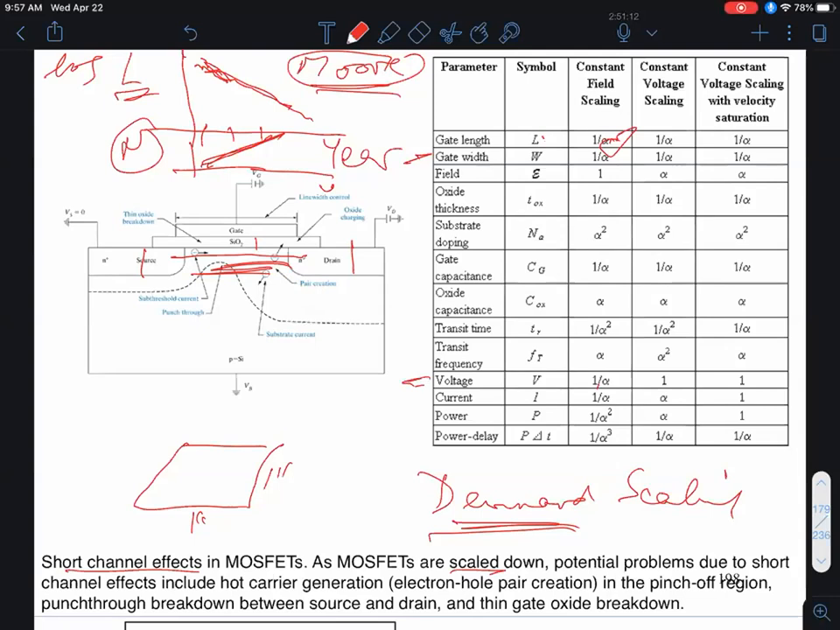If you do that, you can keep the internal electric fields more or less constant. The electric field along the channel is roughly VD divided by L, the channel length. So if I reduce both by a factor of alpha, roughly speaking, the electric field stays constant. If we reduce the gate voltage by a factor of alpha and the oxide thickness by a factor of alpha, the gate oxide fields stay more or less constant. This is what he meant by constant field scaling, and he said that if you do that, you won't get into trouble. But if you don't follow my rules, all hell might break loose.